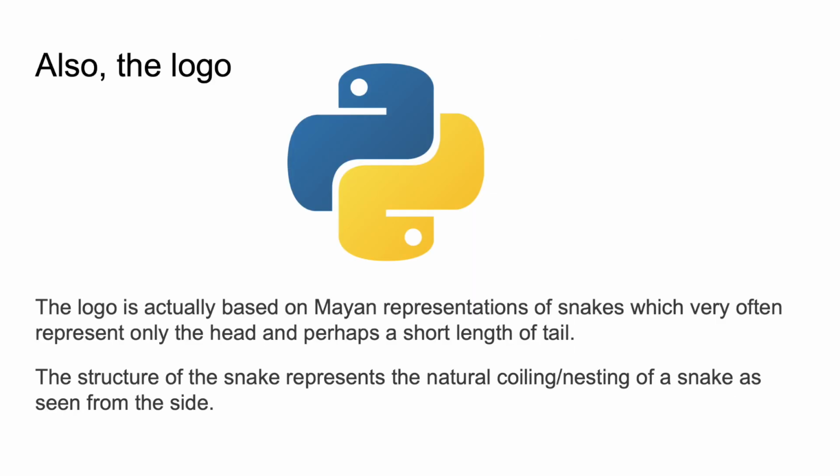Now, interestingly, while we know that the name Python didn't actually come from the snakes, the logo of Python has two snakes, right? This is based on the Mayan representations of snakes, which very often represent only the head and perhaps a very short length of the tail. The structure of the snake represents the natural coiling or nesting of a snake as seen from the side. So the logo of Python is inspired by snakes, but the name Python didn't actually come from the snakes.